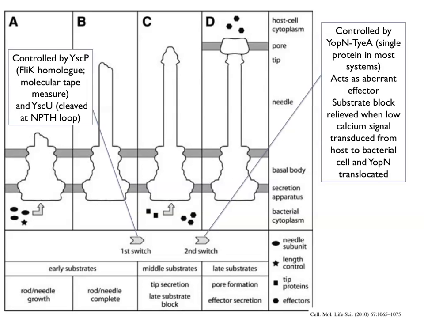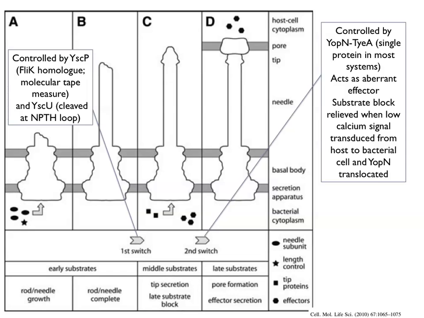But we have in that first switch a FliK homologue. If you remember this molecular tape measure we mentioned in the flagella system, it's clear that there is an equivalent. There's actually a homologue in these systems as well, and that interacts with the apparatus, measures, we assume, again, the length of the apparatus and then changes specificity. There's also another protein called YscU, which is part of the basal apparatus on the cytoplasmic side, that gets cleaved at a particular loop with this amino acid motif NPTH in it, and that is also part of this switch at that stage.